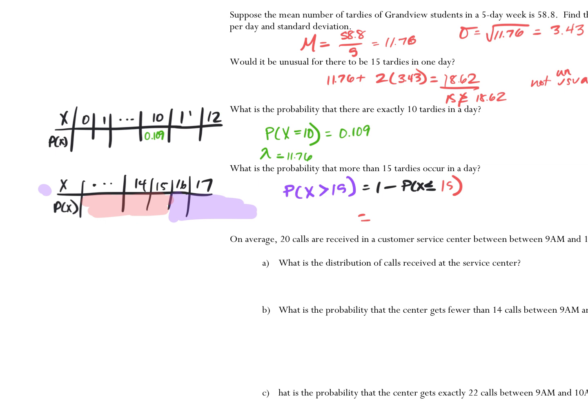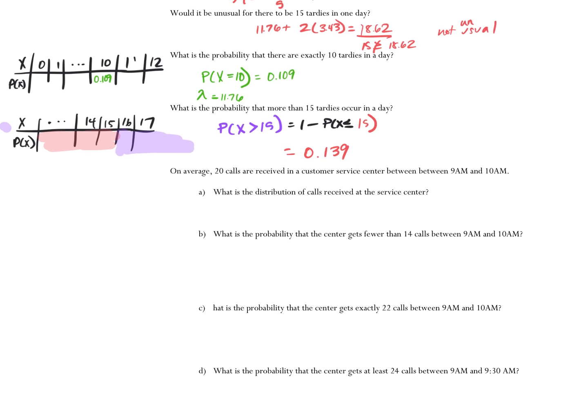Are we all on the same page? I did 1 minus Poisson CDF. And then for the mean, I put 11.76, and for the X value, I put 15. Do we have any questions? All right.